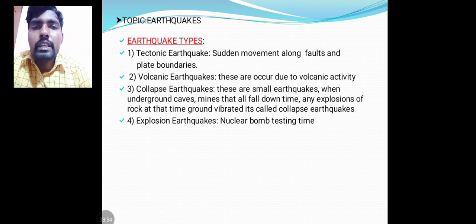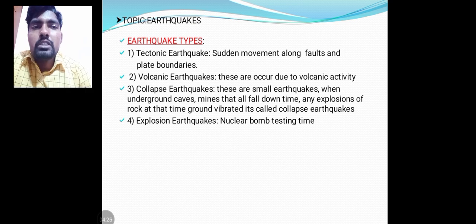Next, volcanic eruption related earthquakes. When a volcano in the subsurface of the earth blasts or erupts, huge forces are released. These forces vibrate or shake the earth surface. We call those volcanic earthquakes. Volcanic activity plays a major role in creating earthquakes.